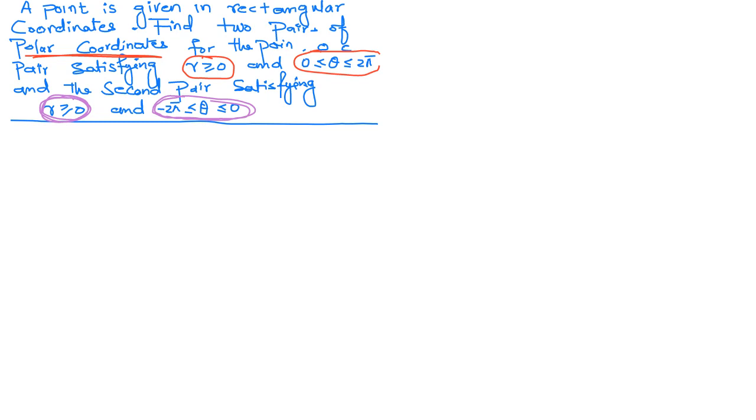Okay, so the rectangular coordinates are given. What are the rectangular coordinates? The rectangular coordinate given is minus 5 and 0. For this point you have to find two polar coordinates. One satisfies this condition and one satisfies this one.